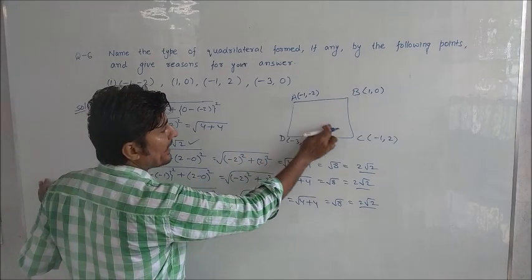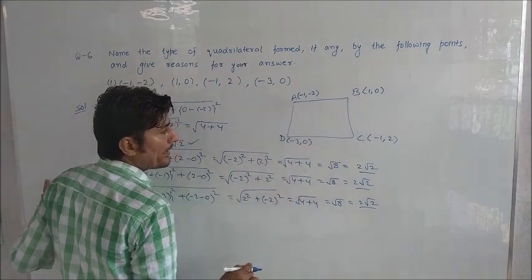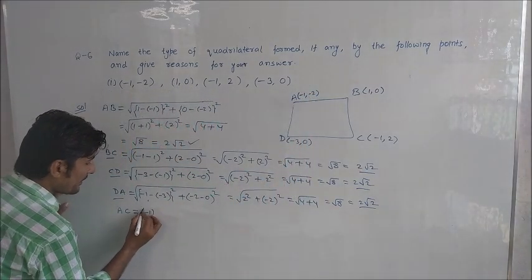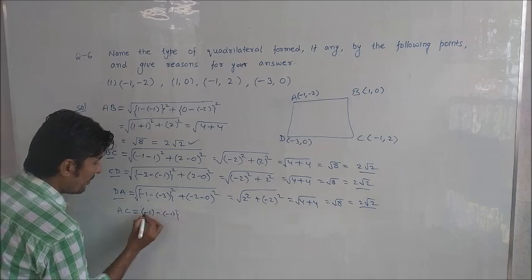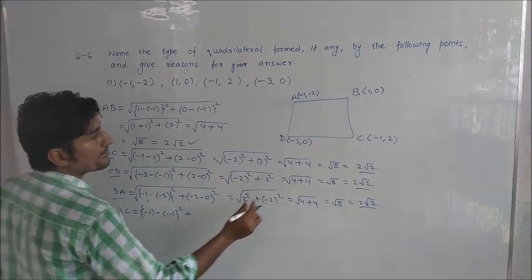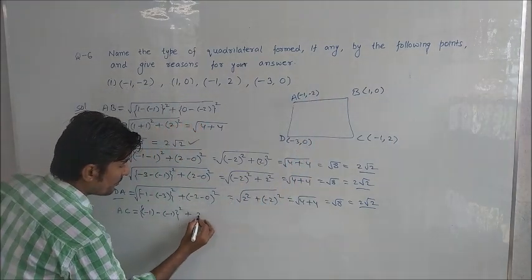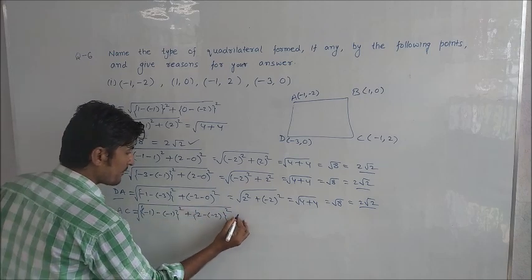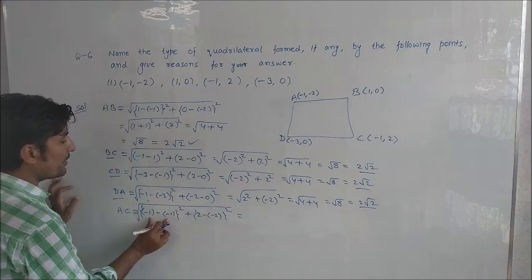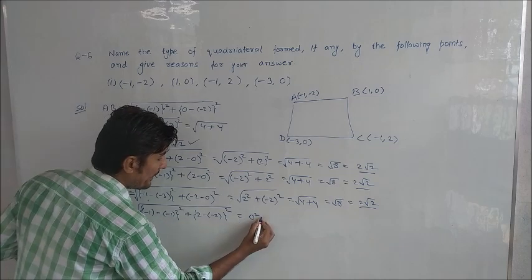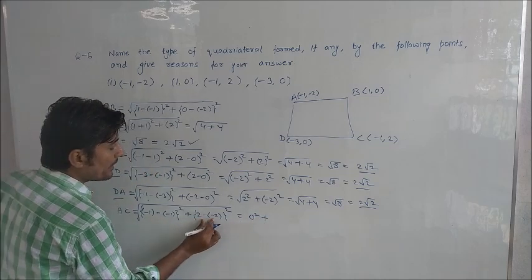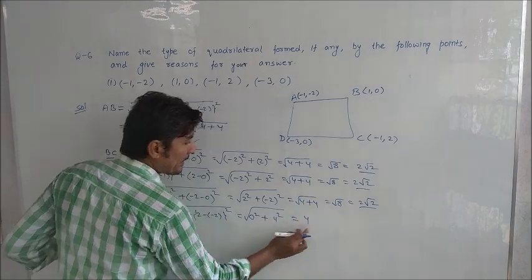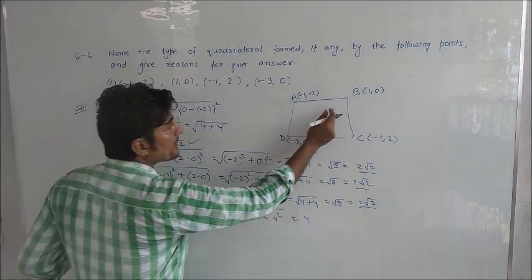To find the length of AC, again we can use the distance formula, (x2 minus x1) square plus (y2 minus y1) square: (-1 minus -1) whole square plus (2 minus -2) whole square. So here we can write -1 plus 1 is equal to 0, 0 square, plus 4 square, that can be written as 4. Now we will find the measurement of BD.